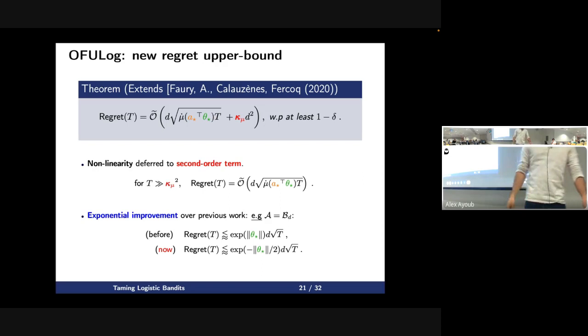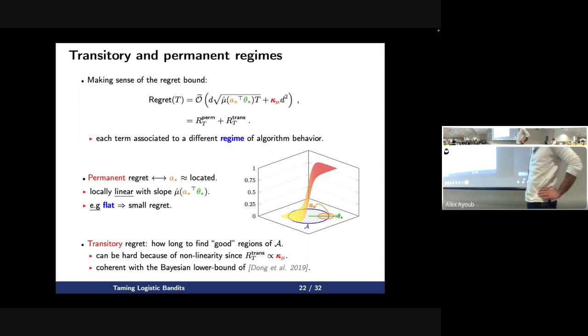So can we try to make sense of this regret bound? We have two terms, and they are connected to two different regimes of the algorithm. The first, the dominating term, coincides with the permanent regret. The permanent regret quantifies what you lose once you have enough information so that you have roughly located the optimal action A star. So at some point you have a pretty good idea where A star is, somewhere here. This is the red circle, and you only operate in this region. So basically, at this moment, you will only play actions in the tail.